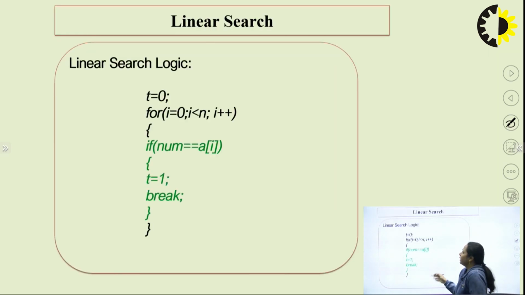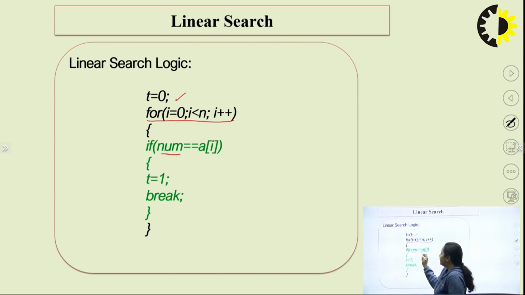We can also write this in computational way like this. It is assumed t is equal to 0, then for i is equal to 0 to less than n, means how many steps? 0 to n minus 1. What we are doing? We are comparing num. Num is the required element which is to be searched by the user. So, num is equal to A[i]. A[i] is the array in which the element is being searched. So, num is compared with each and every element of the array.